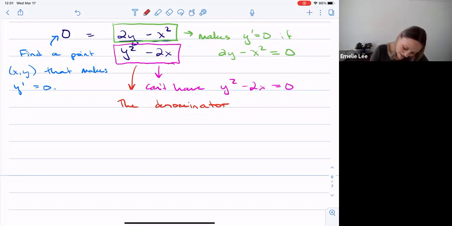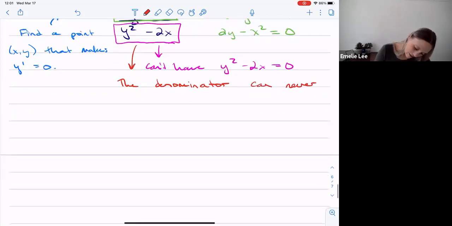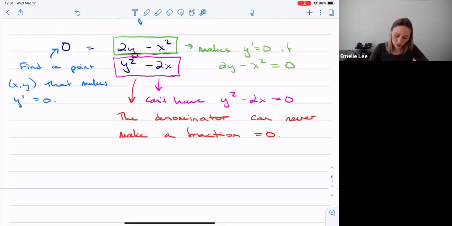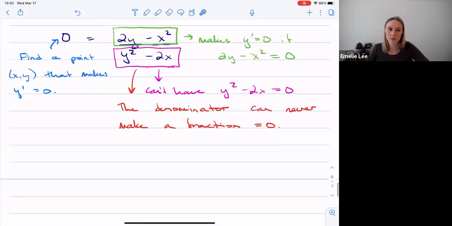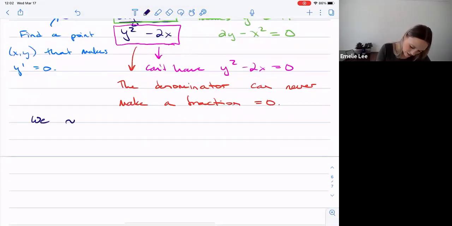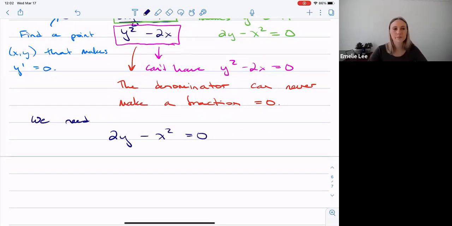The denominator, okay, can never make a fraction 0. All right, so that's something to keep in mind. So our only hope of setting this thing equal to 0 is finding an xy combination that makes 2y minus x squared equal to 0. So that boils things down quite a bit, right? So we need 2y minus x squared equal to 0. Can do.